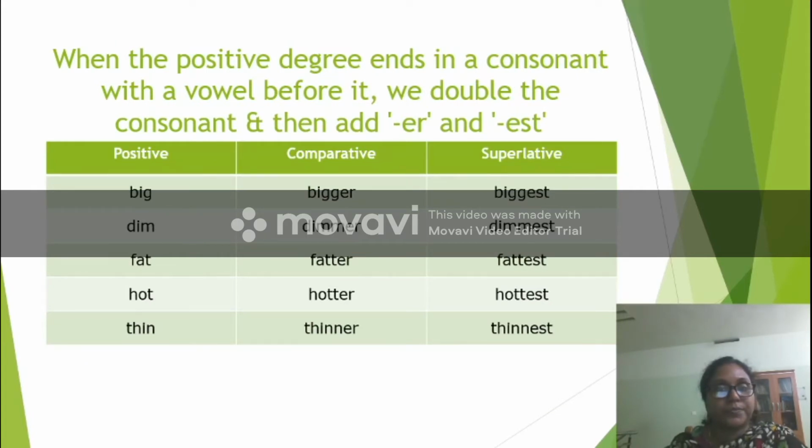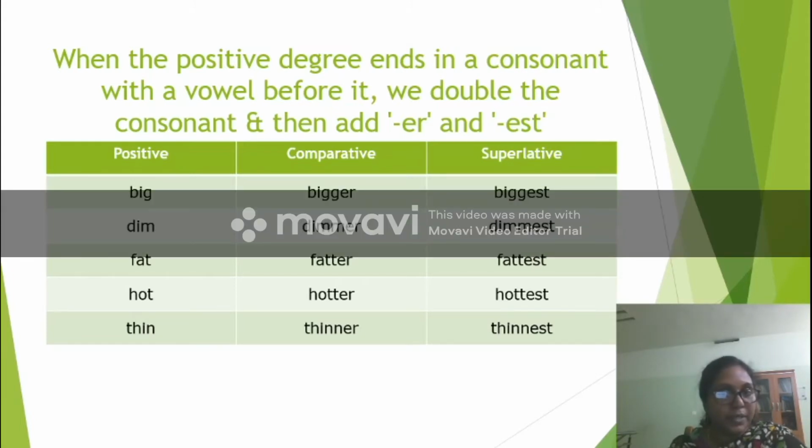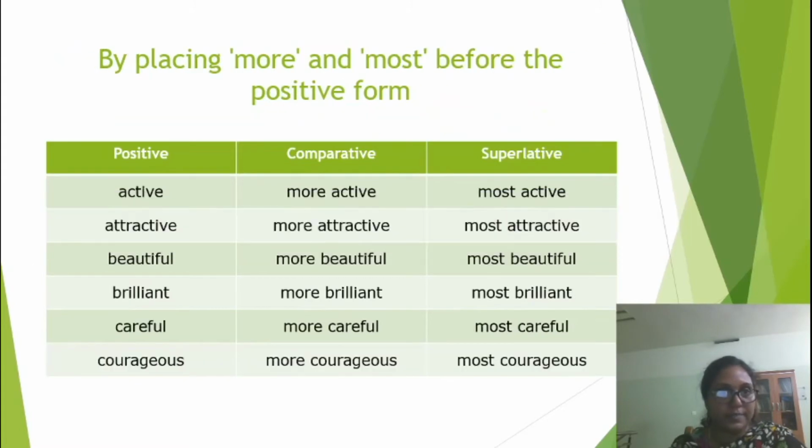Now, when the positive degree ends in a consonant with a vowel before it, we double the consonant and then add er to form comparative and est to form superlative. Big, bigger, biggest, dim, dimmer, dimmest, fat, fatter, fattest, hot, hotter, hottest, thin, thinner, thinnest.